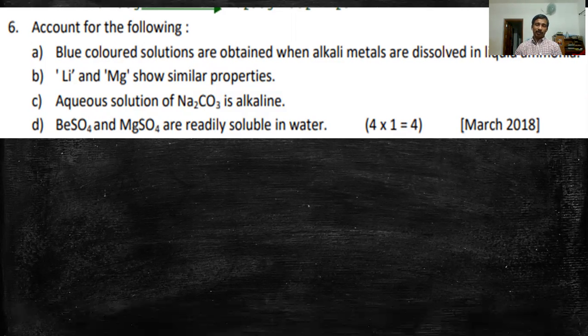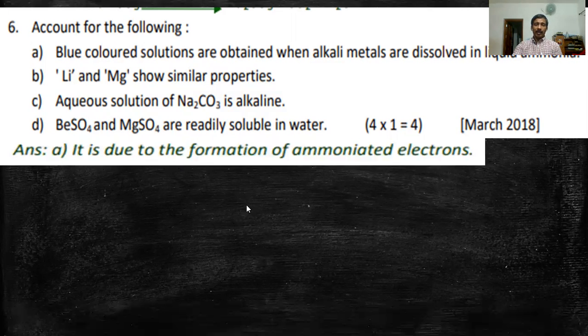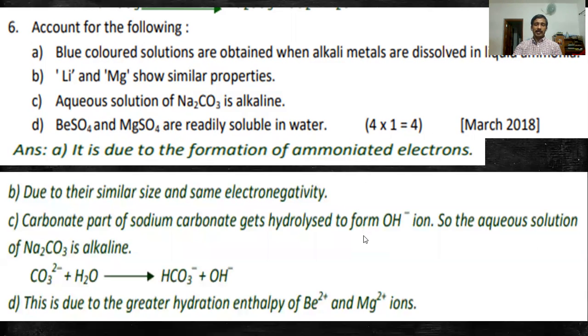BeSO4 and MgSO4 are readily soluble in water because they ionize readily. The answer for the blue color is due to the formation of ammoniated electrons. Here, due to the similar size, same electronegativity, charge to radius ratio, all this can be written.